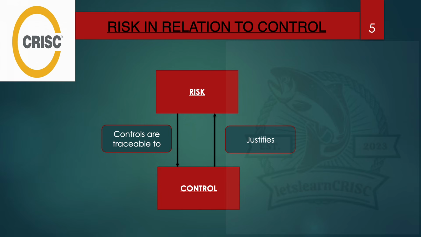By establishing a direct link between the risk and the control, an organization can systematically manage and mitigate the risk while optimizing the allocation of resources. This approach ensures that the controls are not implemented arbitrarily but tailored to address specific risks, ultimately enhancing the organization's ability to navigate uncertainty and achieve its objectives.